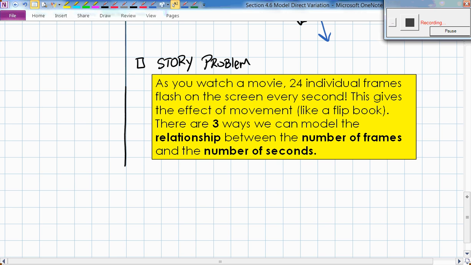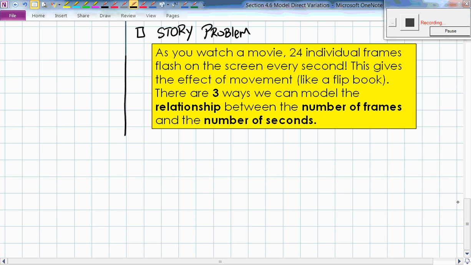Okay, so it says here, as you watch movies, 24 individual frames flash on the screen every single second. How many of you knew that? It takes 24 frames for every single second. That's a lot, right? So if you think about like a 2.5-hour movie, how many frames is that? That's a lot of frames, right? We're going to talk about this.